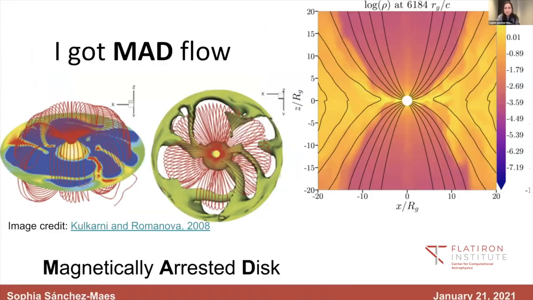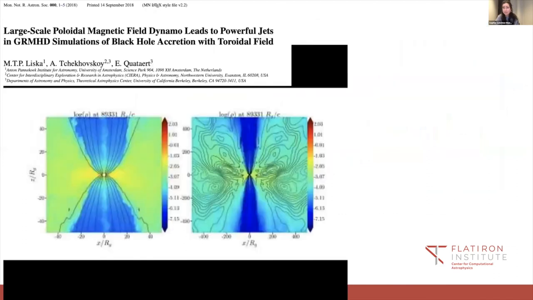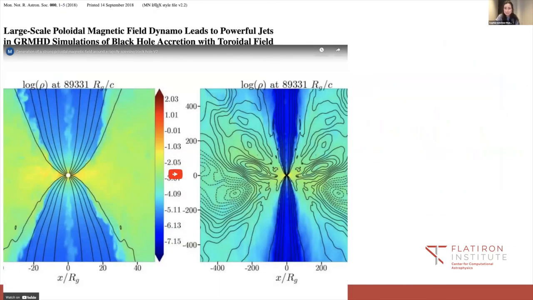Now, this is all very nice because it turns out that since MAD is so good at making jets, we can imagine that lots of black holes could be something like MAD most of the time. But they're not MAD all of the time, and we still have the problem about where we got the poloidal magnetic field in the first place. So I think this gets us to the genesis of my project.